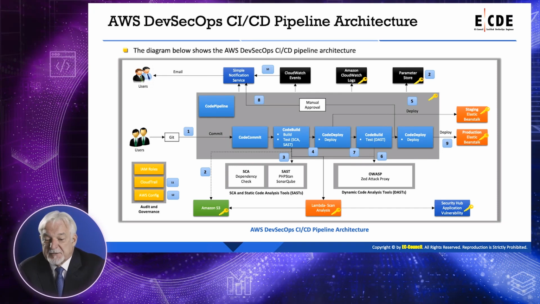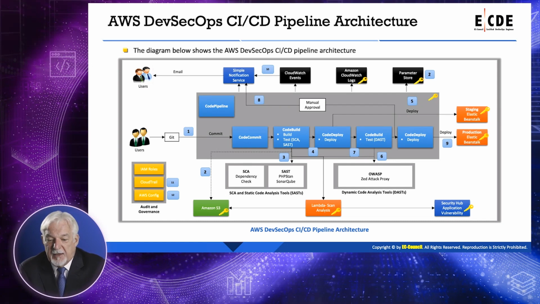And then we have OWASP Zap, and we'll talk about OWASP Zap a little bit further along as well. But it helps you to automatically find security vulnerabilities in your web applications while you're developing and testing them. So it's a fairly robust test method or capability.